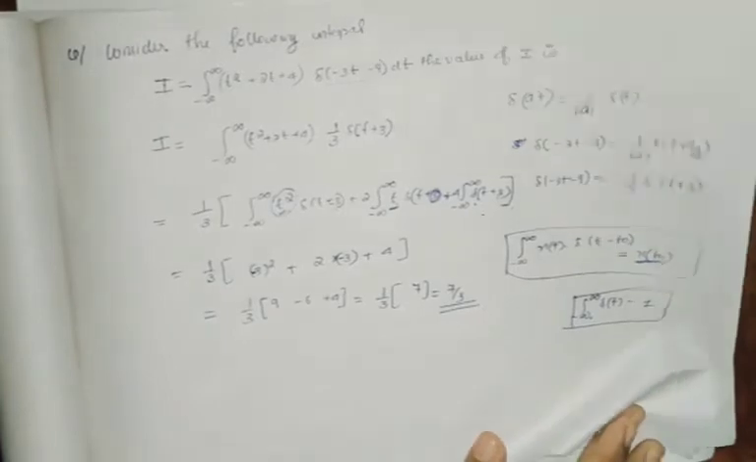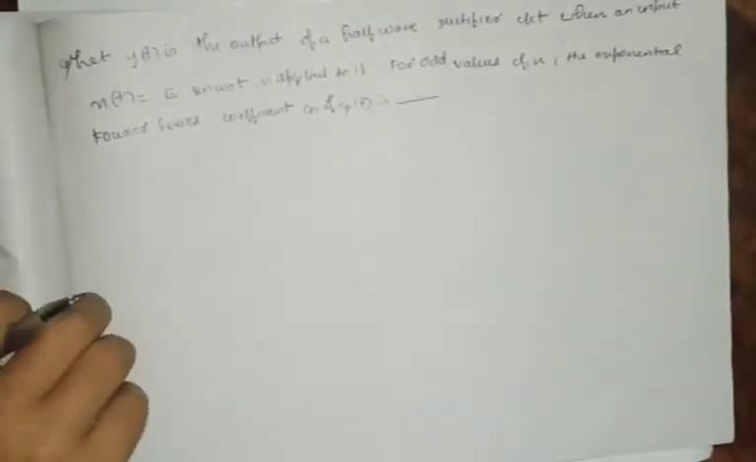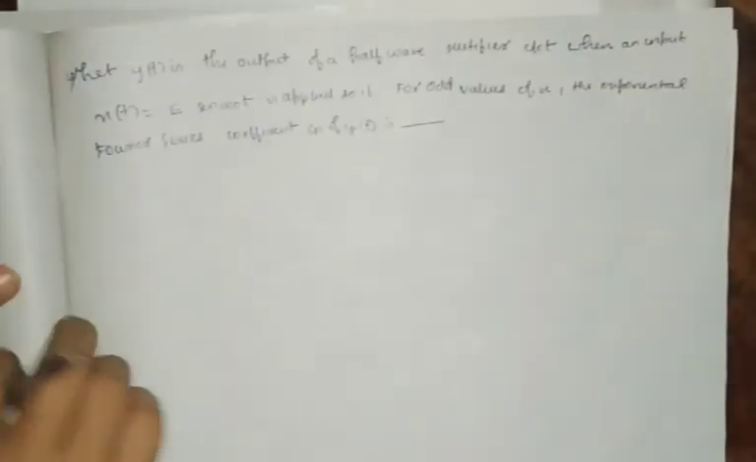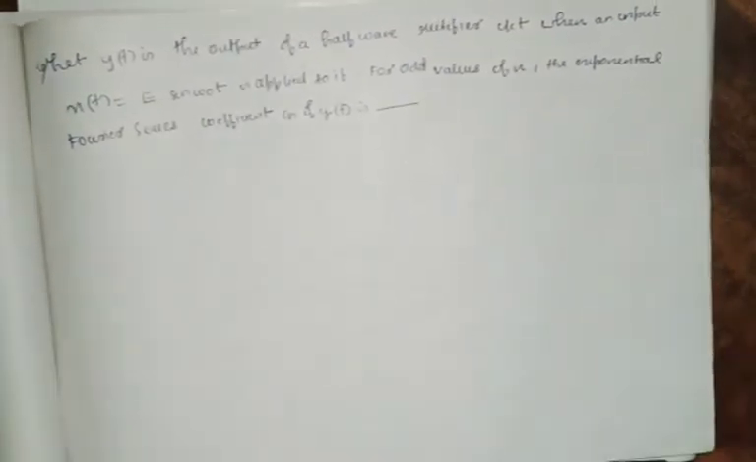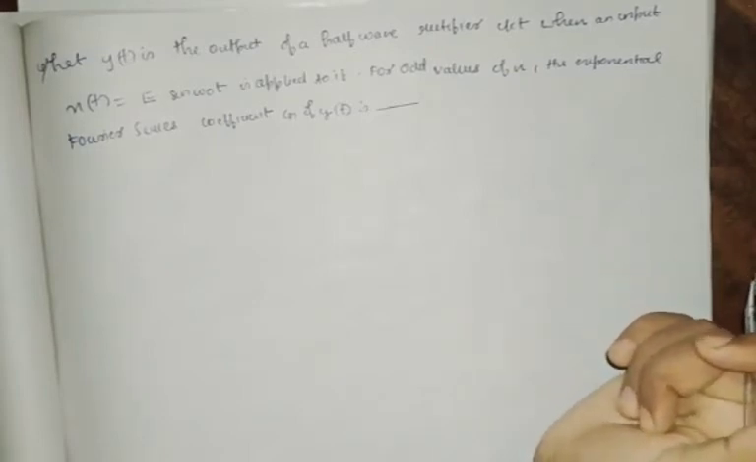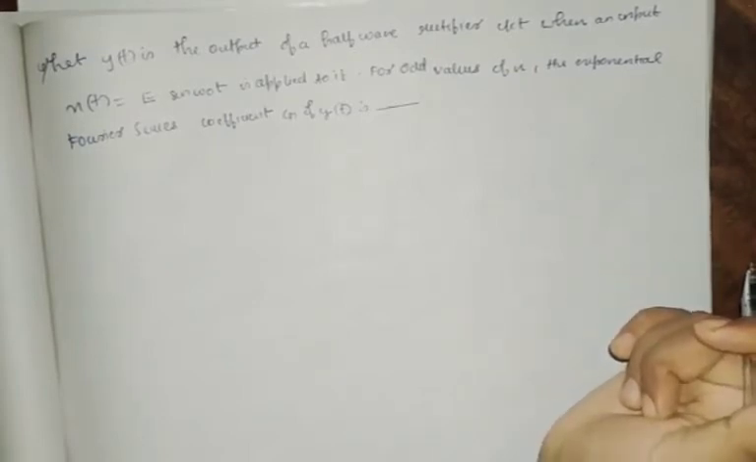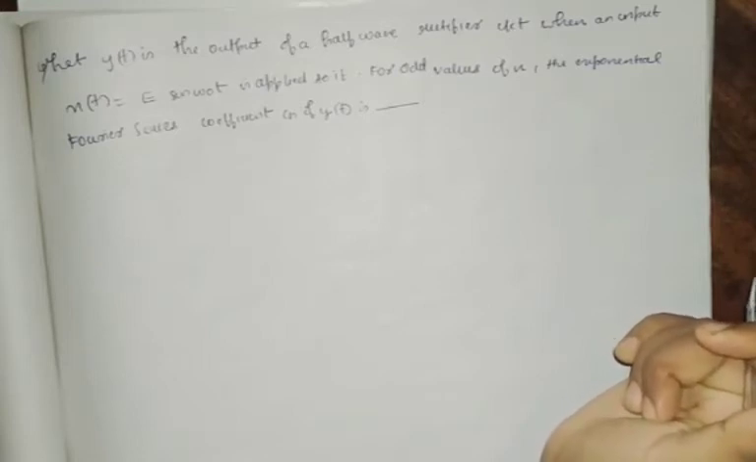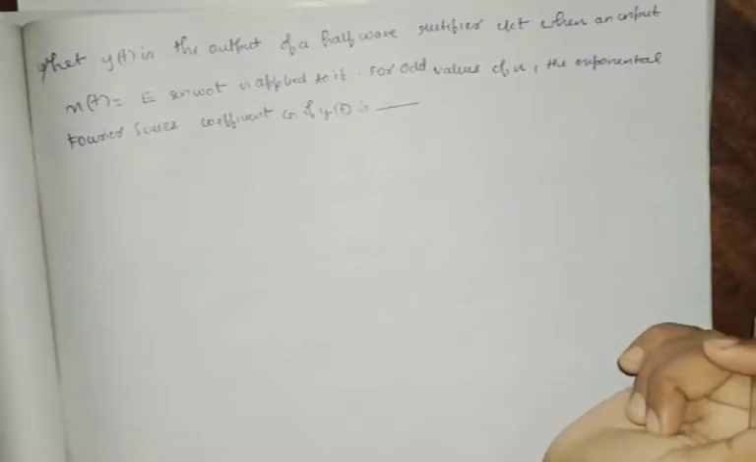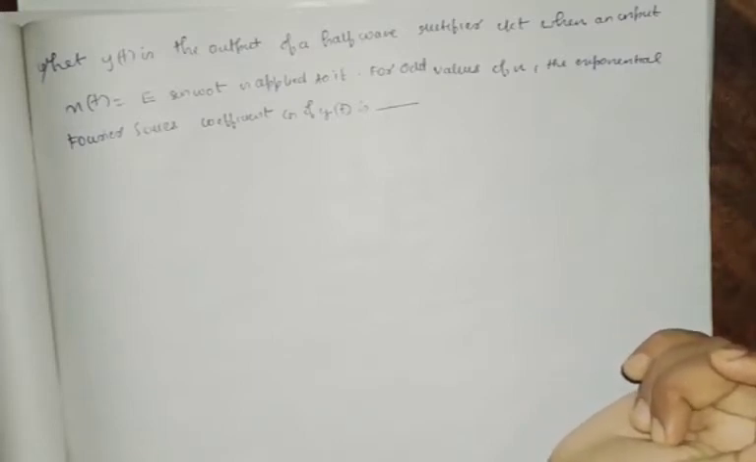Okay, now let's do the next question. Let y of t be the output of a half-wave rectifier circuit when an input x of t equal to e sine omega 0 t is applied to it. For odd values of n, the exponential Fourier series coefficient of y of t is.